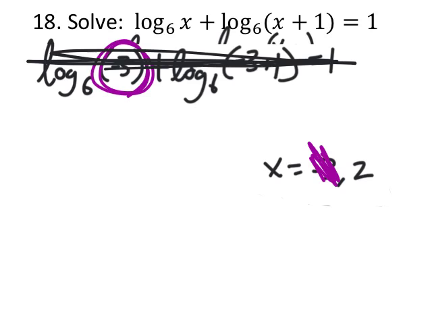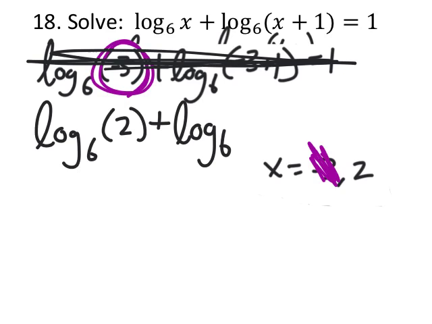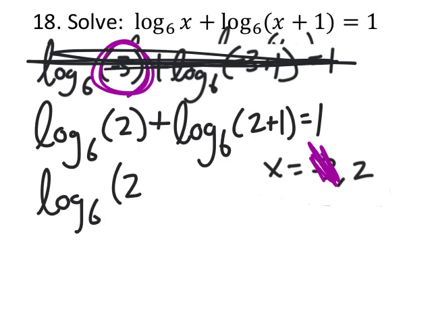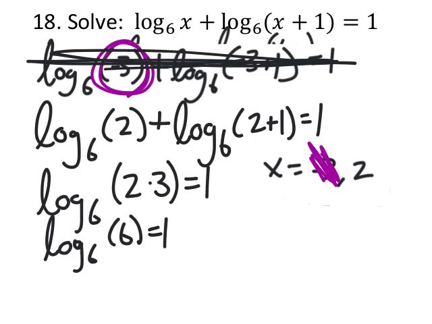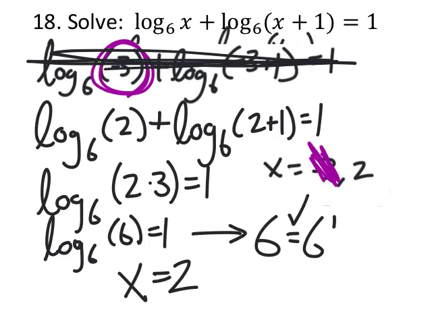So now what we need to do is look at the 2. So log sub 6 of 2 plus log sub 6 of 2 plus 1, does this equal 1? Well, it looks like we're going to get this all right. This is going to change to log sub 6 of 2 times 3 should equal 1. So log sub 6 of 6 equals 1, and that's true. This is going to give us 6 equals 6 to the power of 1, which is a true statement. So in the end, x is just equal to positive 2.